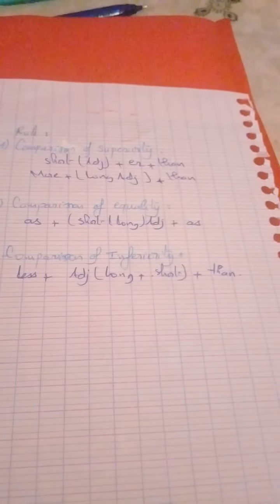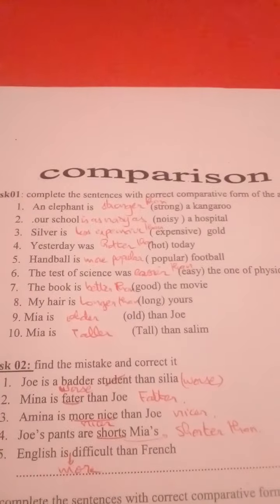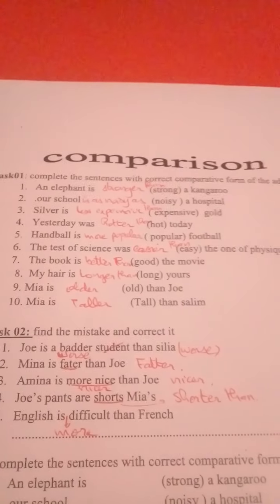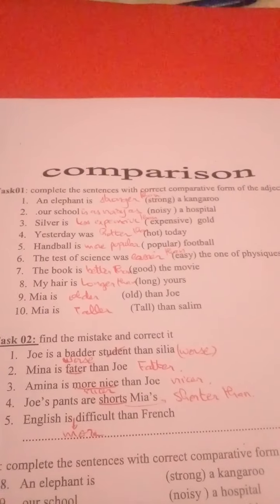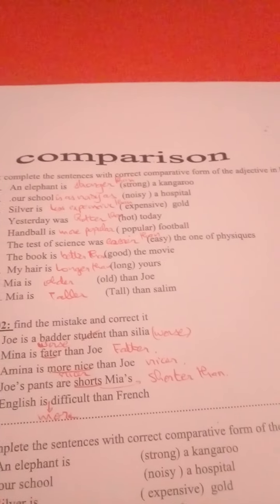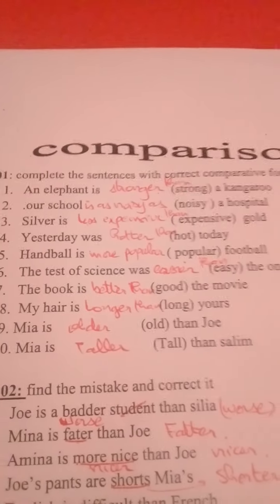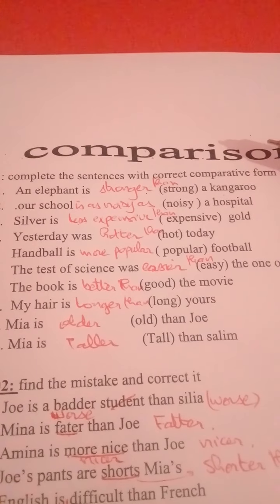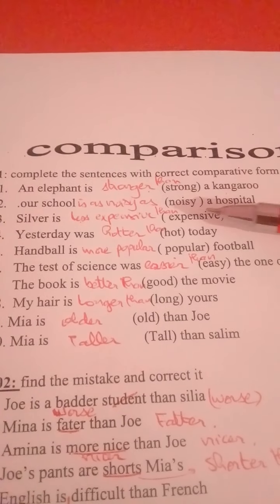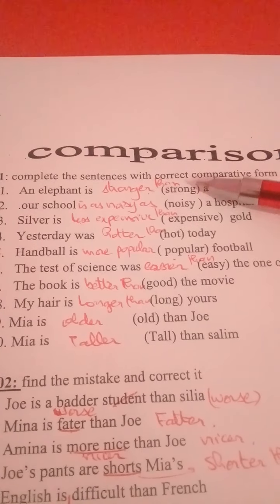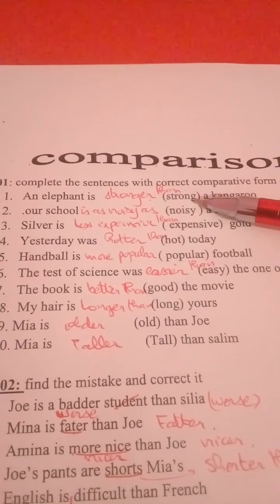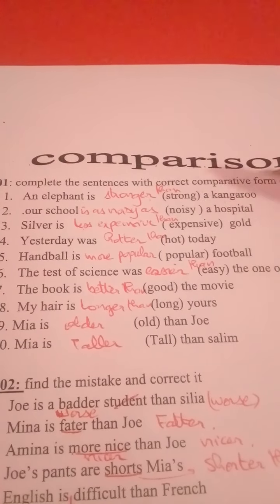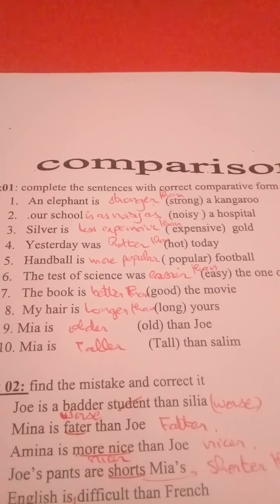Now I gave my learners a worksheet and we're going to see its answers. For task 1, I asked them to complete the sentences with the correct comparative form of the adjectives in brackets. Let's start with the first one. An elephant is strong a kangaroo? The answer is: an elephant is stronger than the kangaroo, because the adjective strong here is a short adjective. You know that the elephant is big and stronger than the kangaroo, which is a small animal.